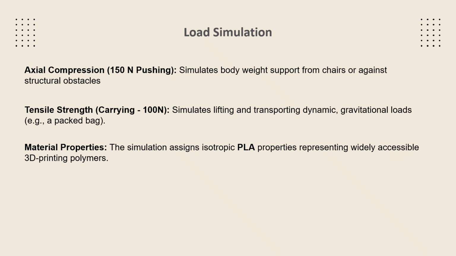A second load case evaluates tensile strength under a 100 Newton downward force to simulate pulling a dynamic gravitational load, like a heavy bag. For material properties, the simulation assigns isotropic polylactic acid, or PLA, characteristics. We selected PLA because it is the most widely available, reliable, and easily manageable 3D printing polymer available today, which reflects our engineering assumptions and community-level fabrication realities.